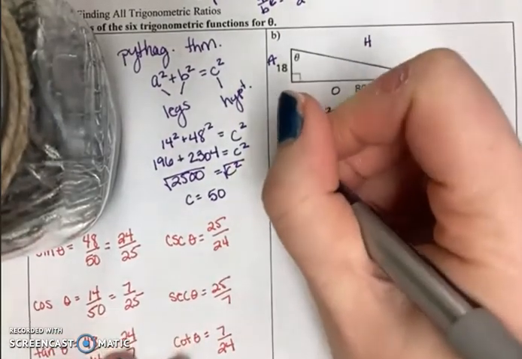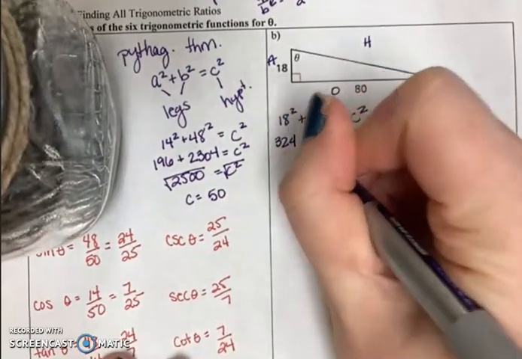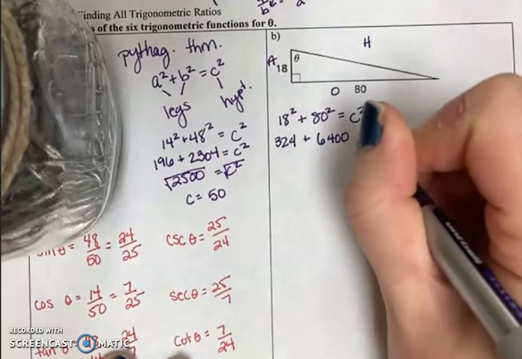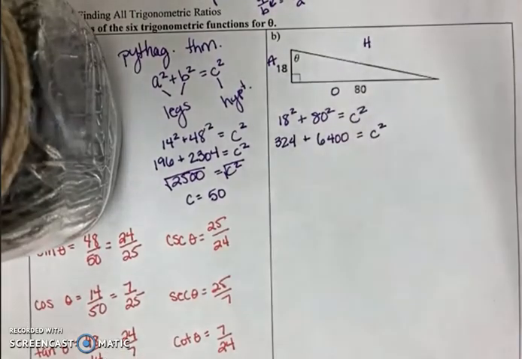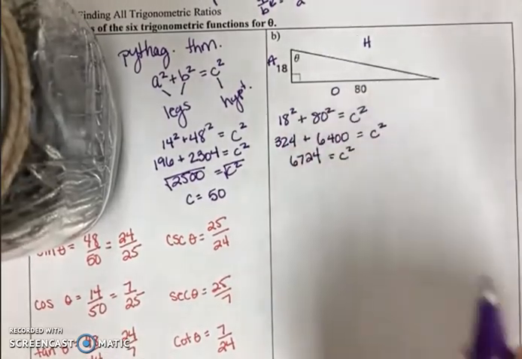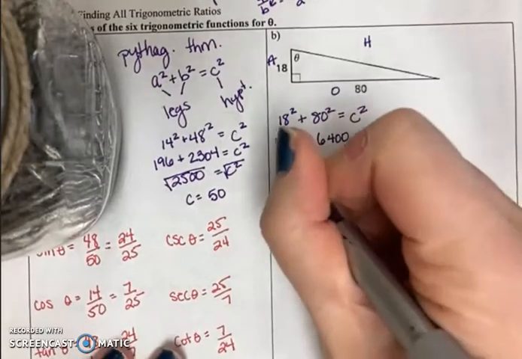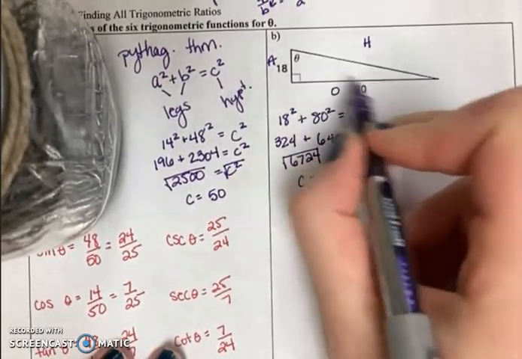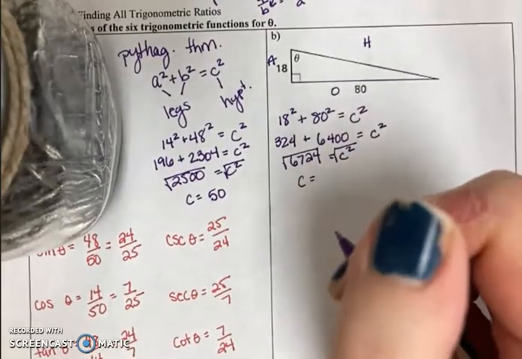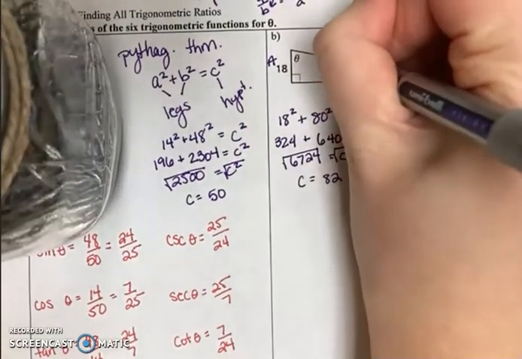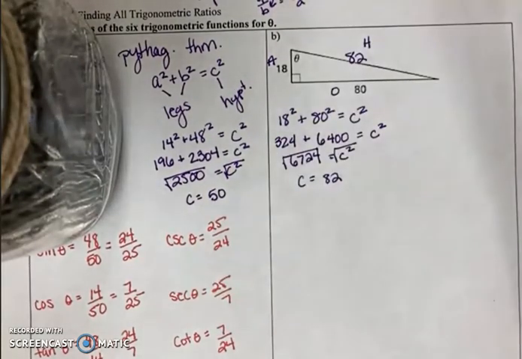Okay? 18 squared is 324. 80 squared is 6,400. And that's set equal to c squared. Add these numbers together, you get 6,724 equals c squared. To get c by itself, I need to take the square root of each side. Once again, normally we would put plus or minus, but because it's a length, we cannot have a negative value, so it's just going to be positive 82. So 82 is my hypotenuse.